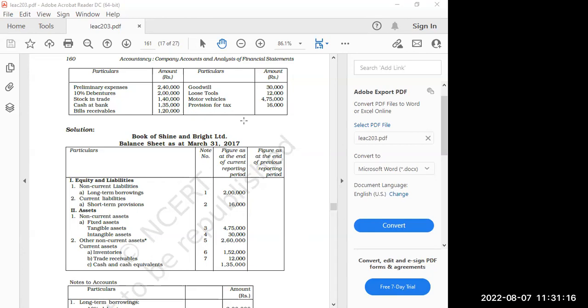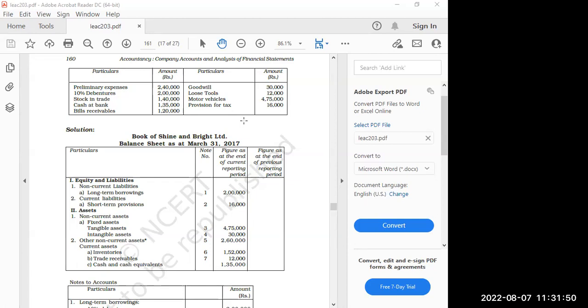So point number 2, assets. Under that, point number 1, non-current assets. Look at the items given in the balances. Current assets, non-current assets. Under that, point A, fixed assets. Is any fixed asset there? Motor vehicle is a tangible fixed asset. So write it, 4,75,000. If there were more assets, such as land and building, plant and machinery, you would have to add them. In this question, only one is there, so we are writing it directly.